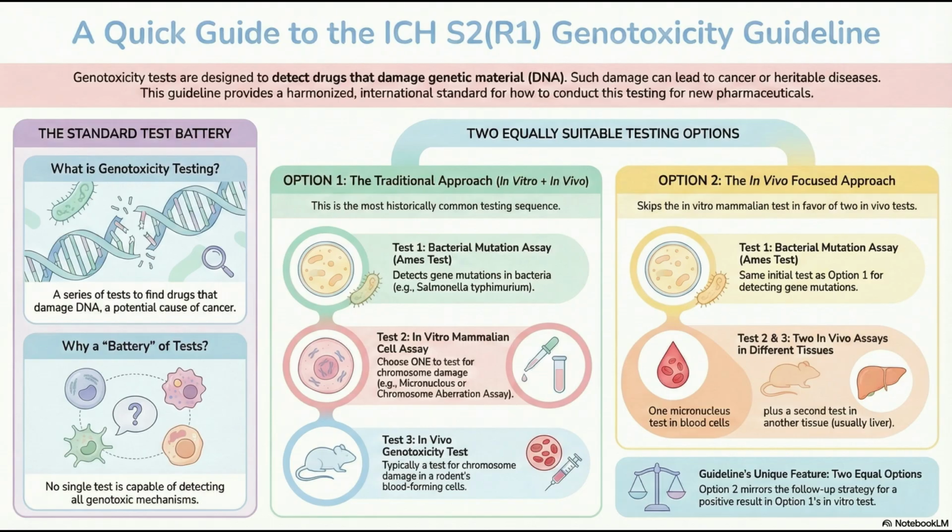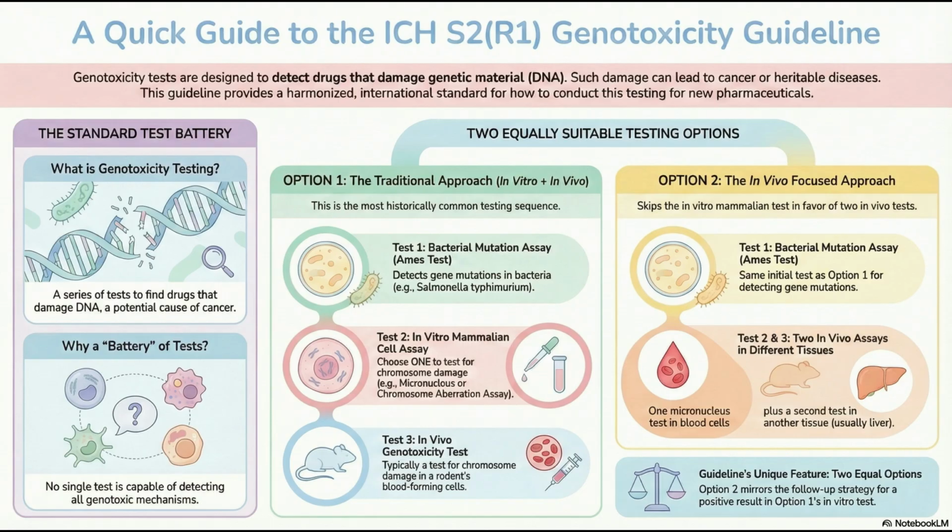Test 3 is the mandatory in vivo test for chromosomal damage, and that's typically the micronucleus assay using rodent hematopoietic cells, like from bone marrow or blood. Got it. So Ames plus an in vitro mammalian test plus an in vivo micronucleus assay. Now, option 2, the in vivo focus, is structurally different because it substitutes that in vitro mammalian test for a second in vivo assay. Correct.